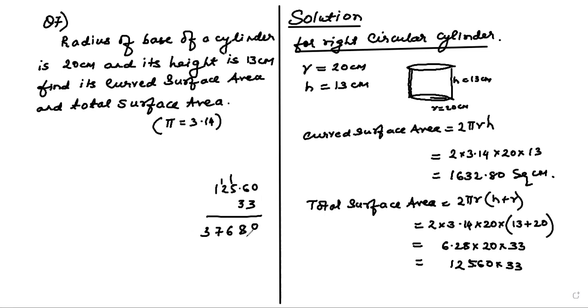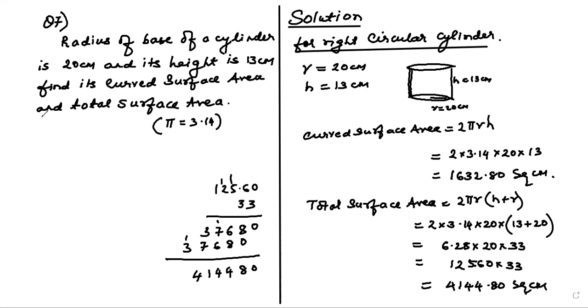Again multiply by the same thing. I'm going to repeat. Leaving one digit, 0, 8, 6, 7, 3. And when I add, I get the answer 0, 8, 14, 11, 4. So what do I get, children? 4, 1, double 4, 4144.80, because there are two digits after the decimal. Okay, this is your total surface area, children.